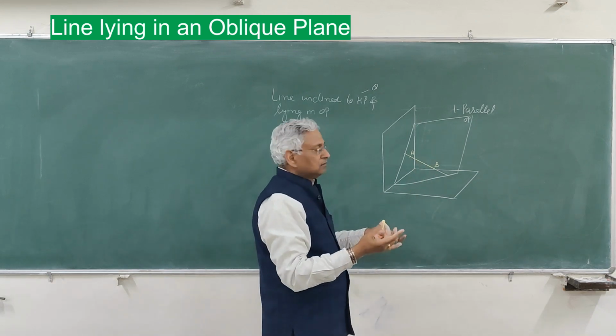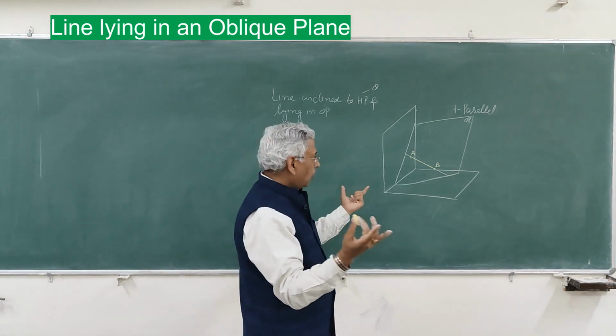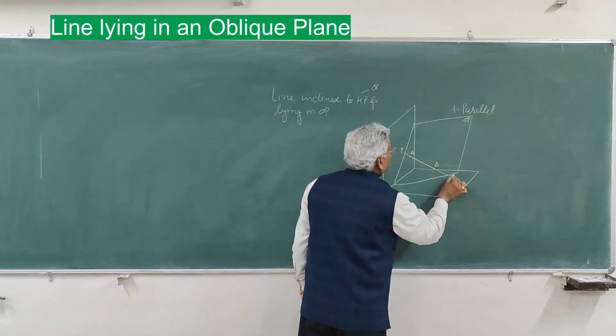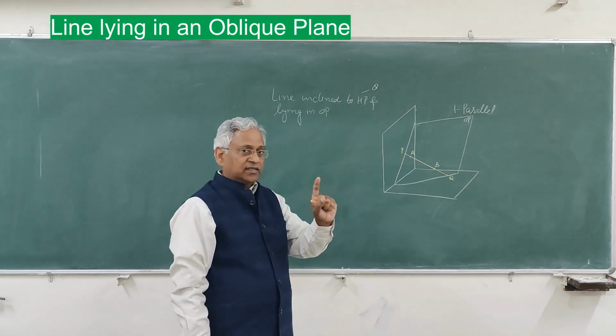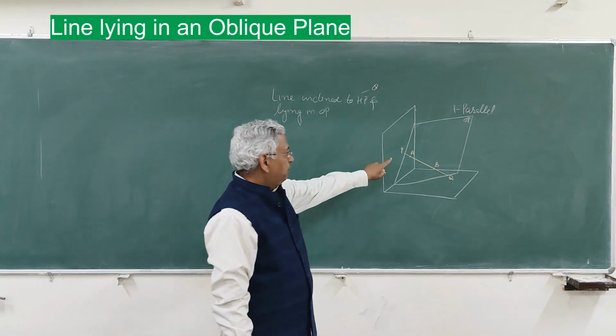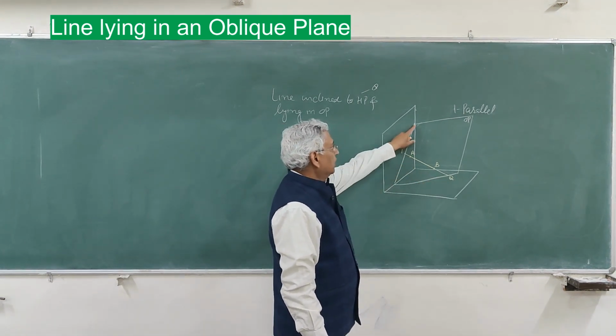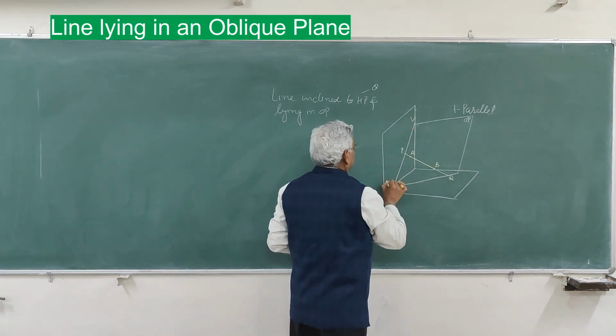If you know the length, fine. If you do not know the length, no problem. Let us say this point is P, this point is Q. P is the trace of the line. Okay, P is the vertical trace, Q is the horizontal trace. P is on the vertical trace of the oblique plane.